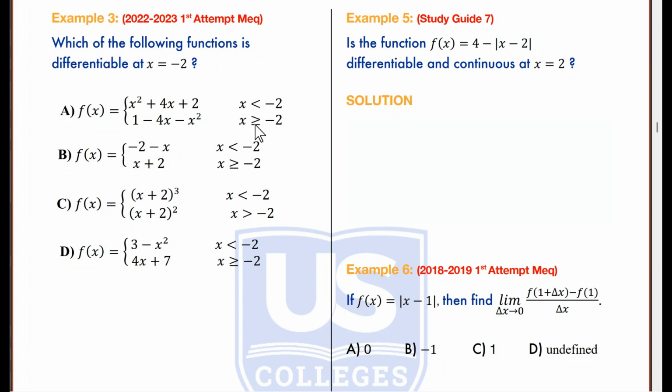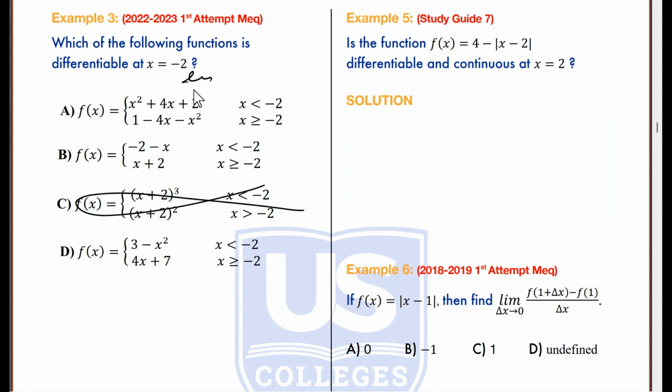Take the function is defined. Function A is defined. There is an equal to condition. B is defined. C is not defined, so we can directly eliminate C. D is defined. So the first condition checks for A, B, D. Second condition, check the limit. What is the limit?